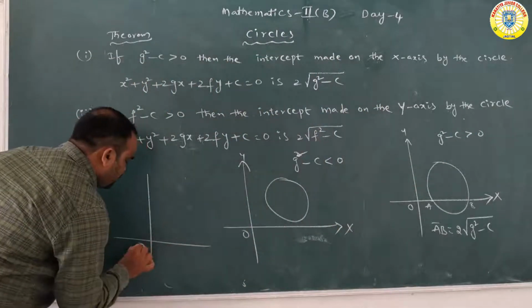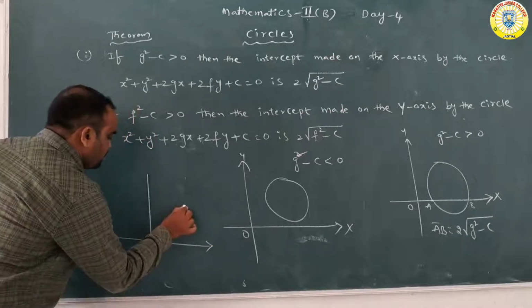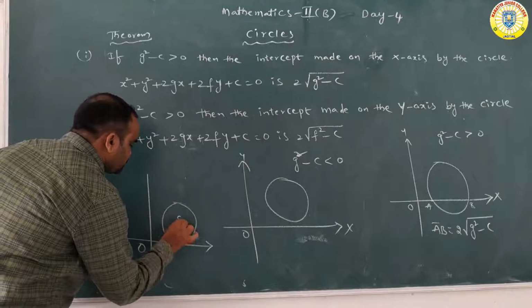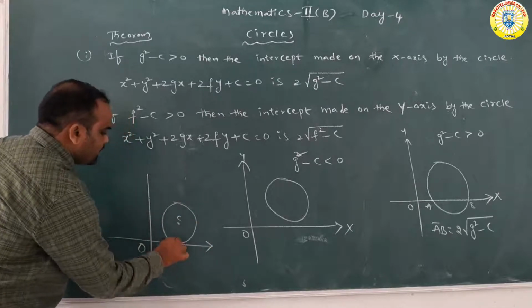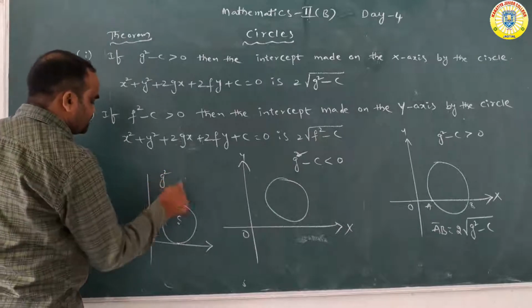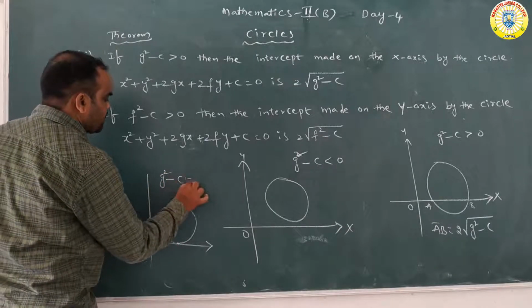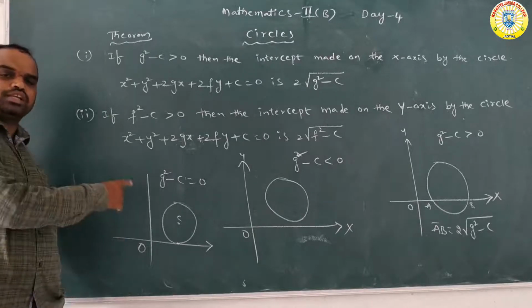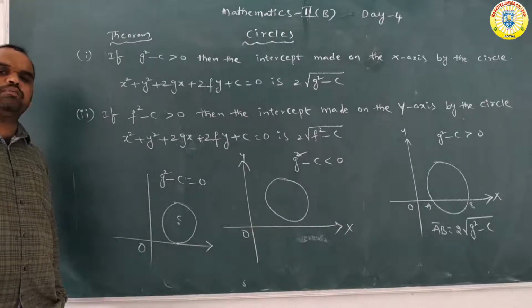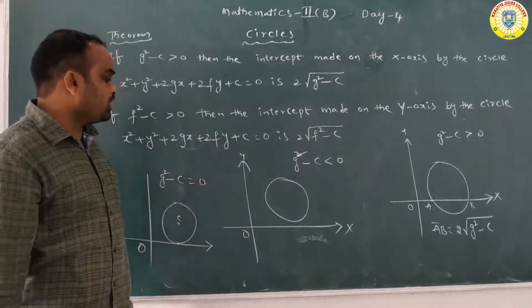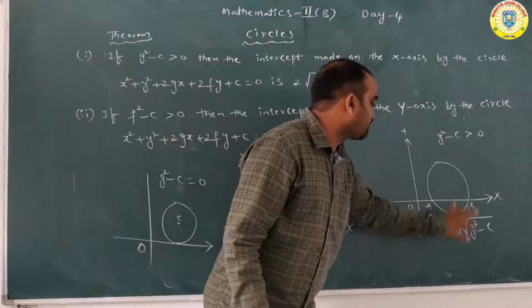So next one, origin. Here, this is the center. Here the circle touches only the x-axis. In this case it is possible when g square minus c is equal to 0. What is the condition? g square minus c is equal to 0. So only in this case the x-intercept is possible.